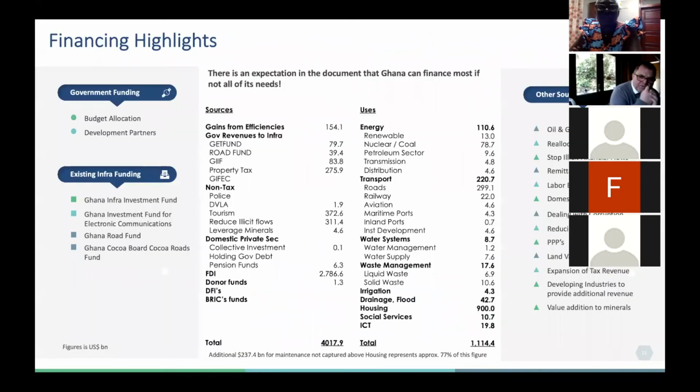And then financing, just to give you an overview of where the government sees the uses of the investment in infrastructure, but also where they potentially see the sources of financing coming from. There's quite an interesting mix there, where $1.1 trillion is required for the investment, and yet they anticipate over $4 trillion being available from various sources: government revenues, the domestic private sector, and foreign direct investment. Now, within the document, they suggest that Ghana could perhaps fund this infrastructure plan themselves without much need for foreign investment.